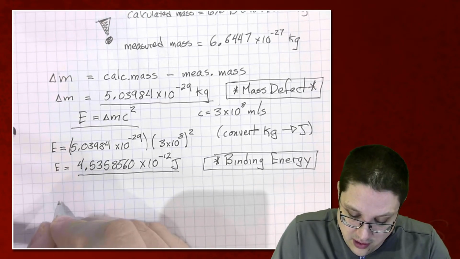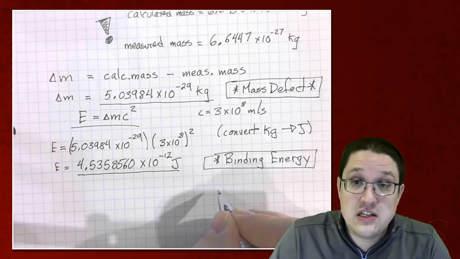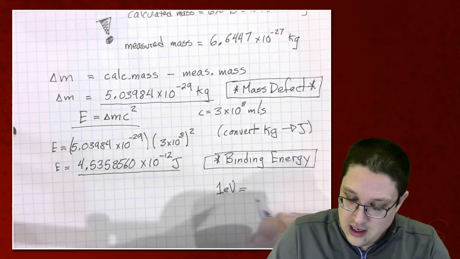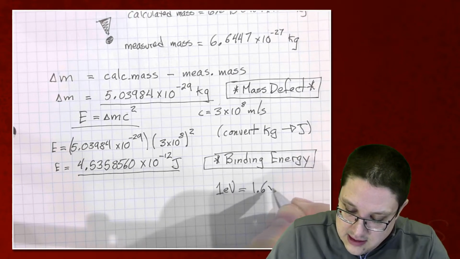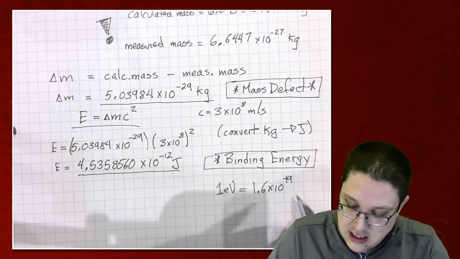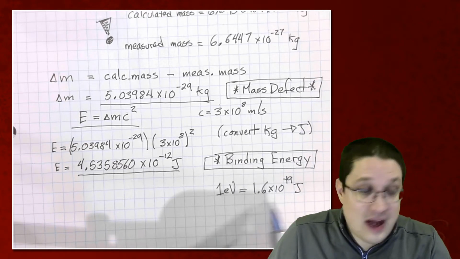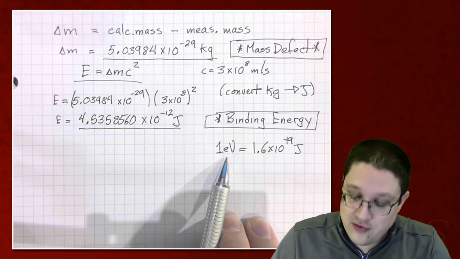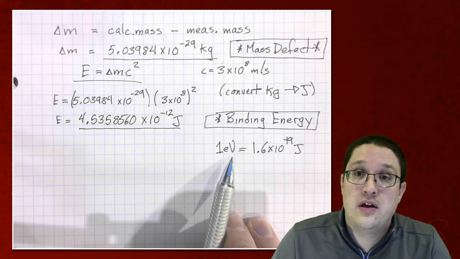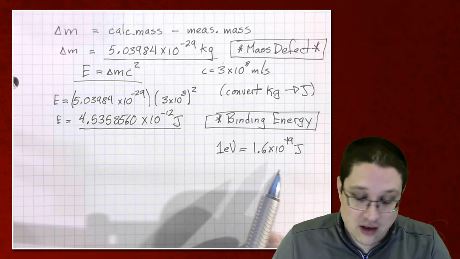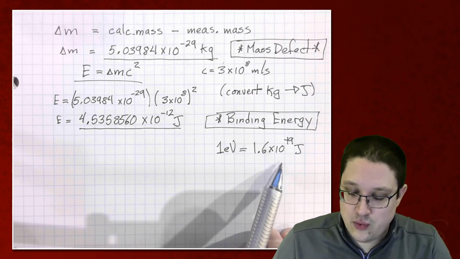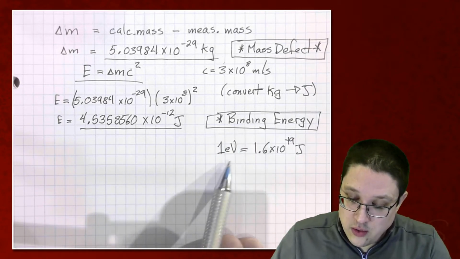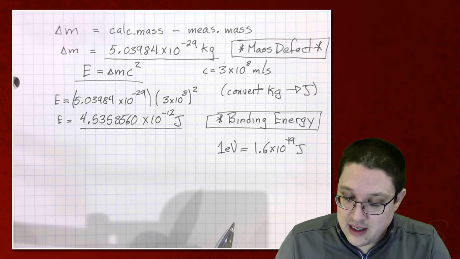So to start off with, I need to convert this into electron volts. So the idea is 1 electron volt is 1.6 times 10 to the negative 19 joules. That number should look really familiar. That is the charge on an electron, because an electron volt is the amount of energy required to move 1 electron across a potential difference of 1 volt. And that should sound really similar to work as force times distance, because it is very similar to that. So our units of electron volts, 1.6 times 10 to the negative 19 joules.